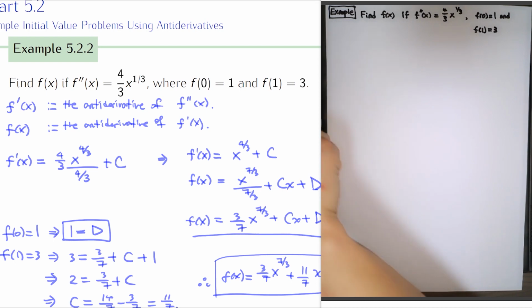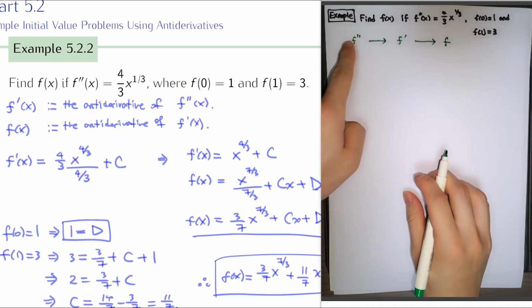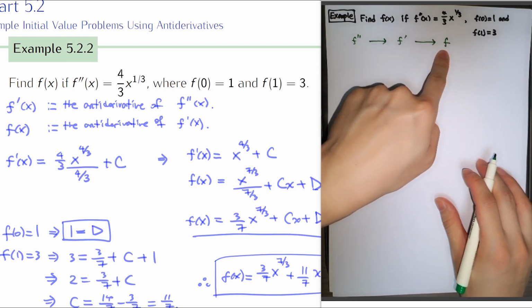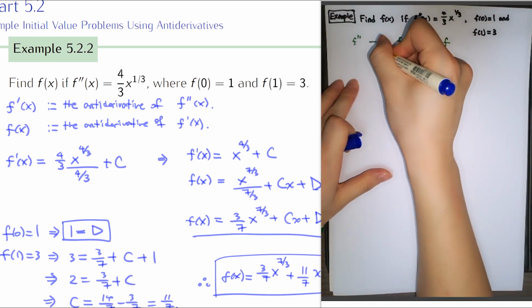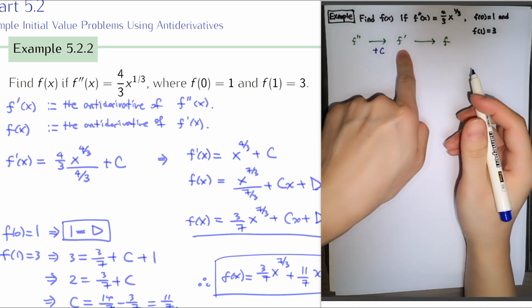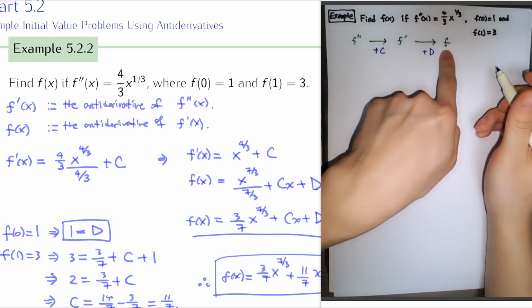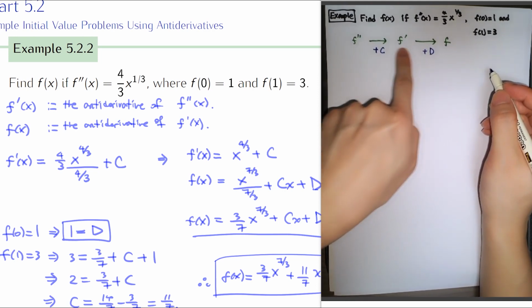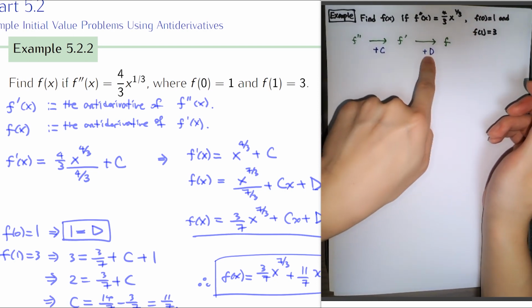So for example, like this. Our goal is to apply the antidifferentiation on f double prime to make it f prime, and from f prime to make it f. But please be careful, everyone. Whenever you try to do this, don't forget that you need to add constants like plus c for this guy, and then plus a different constant like d for this guy. So at the end, how many unknowns do you see? C and D are the unknowns for the function f. Okay, we need this information to solve for D and C.